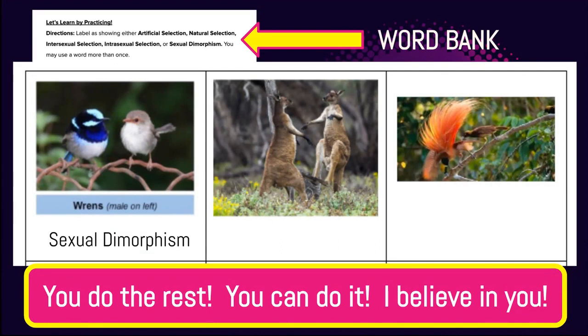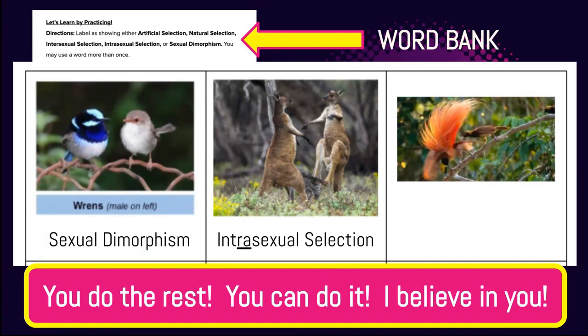In this middle picture, we have two kangaroos, and they are fighting. They're fighting over a mate. They're two male kangaroos fighting. What type of selection is this going to be? Think, they're going against each other. Intrasexual selection.